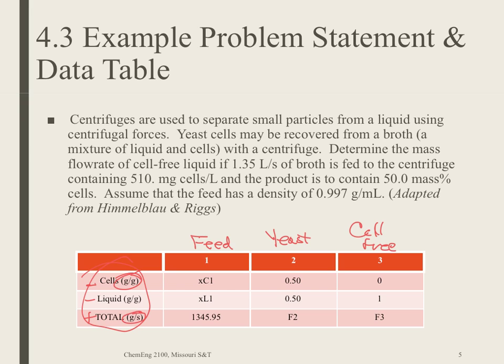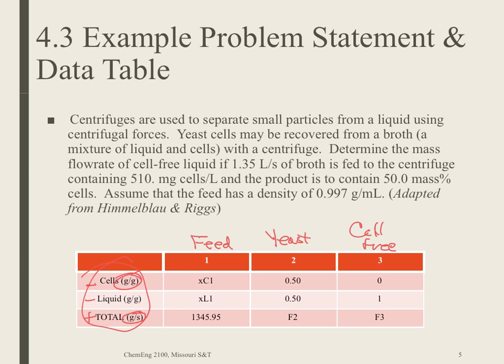So I've chosen, because they tell me that it's 50 mass percent cells, to work with a mass fraction. So stream 2 is 50% by mass of cells, which means the rest of it must be liquid, so also 50%. The cell-free broth is going to be all liquid and no cells, so I know that that component is going to be 100% liquid and 0% cells.